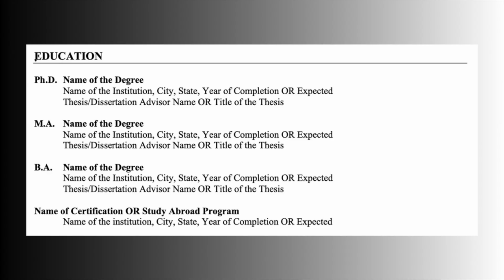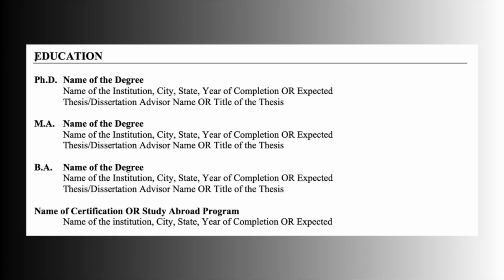In this section, it's important for you to know that you do not write your high school information. At this point in your academic career, the admissions committee does not care about anything before your bachelor's degree. That includes your high school diploma or any achievements before your bachelor's or undergraduate career. If you studied abroad or you completed a certificate program, then you want to write that in this section as well. And so I have a little section here on the template that allows you to write the name of the certificate or study abroad program.